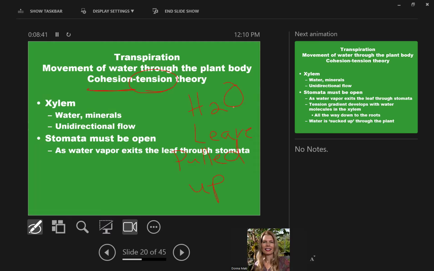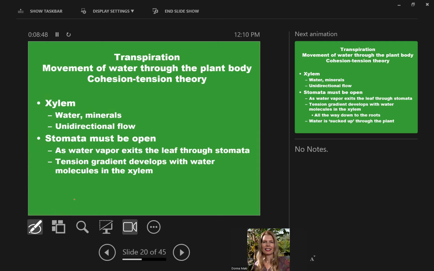And because of that happening, you'll get a tension force developing on the liquid water in the veins of the leaf. So water has to exit the leaf. It does it in the form of water vapor. But that action causes a tension force on the liquid water molecules that are in the vein. And so those molecules are literally getting pulled up the plant, and that force is actually generated due to the stomata being open and then the tension that immediately develops.